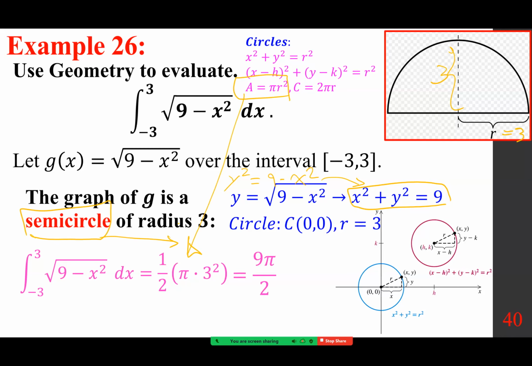And for this, again, you cannot use calculus 2. We are using the area.